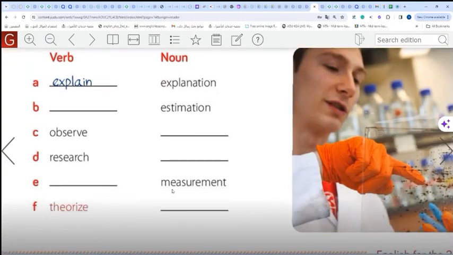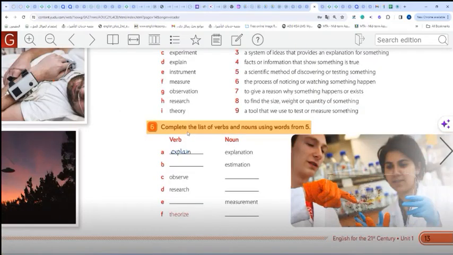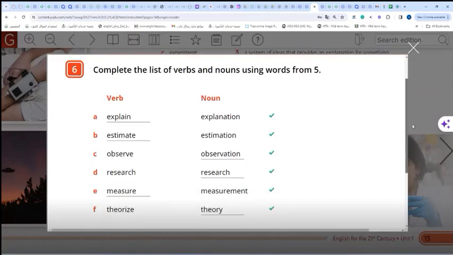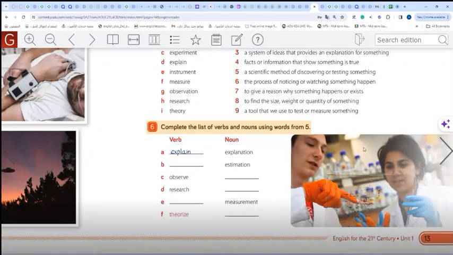So what about the verb of the noun measurement? The verb measure, excellent. What about the noun of the verb theorize? Theory, excellent, MashaAllah. So, dear students, let's check your answers. Done? Okay, thank you. Now turn over the page.